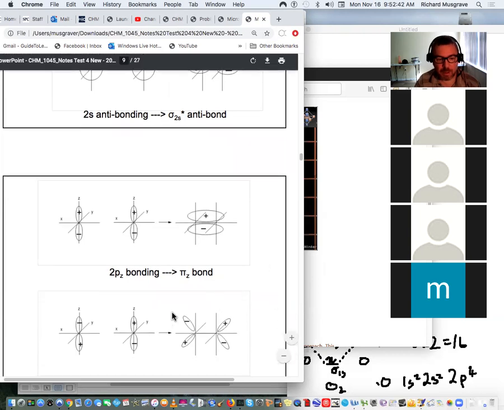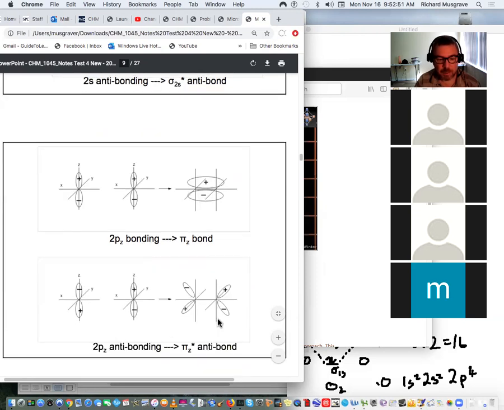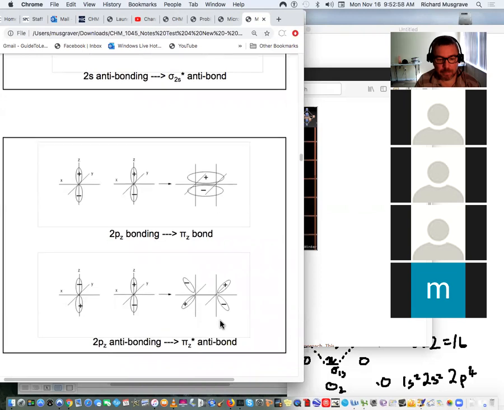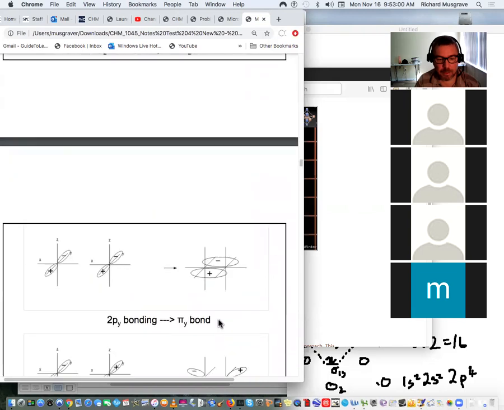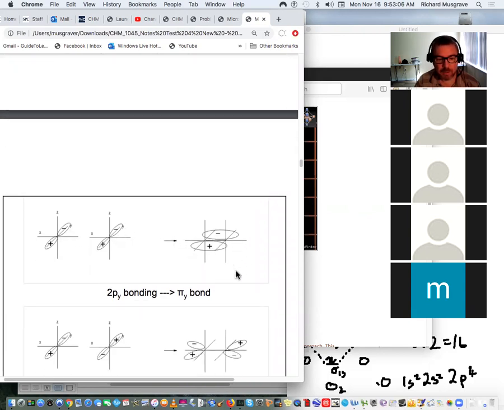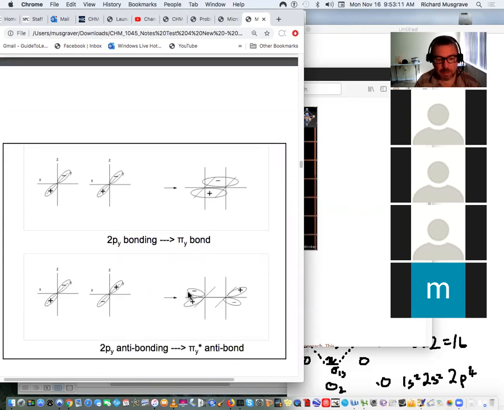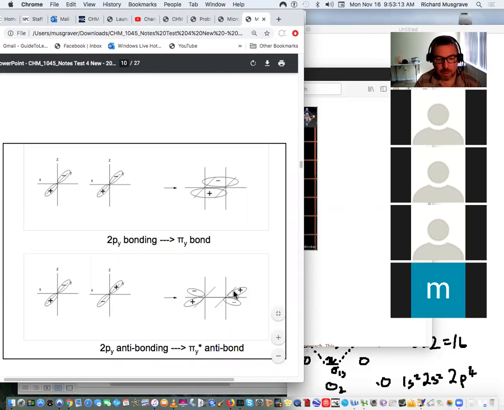So that's bonding. Now, if we flip it over and we do minus here and plus here, now we've got the opposite phases and they're not going to bond. This is going to be antibonding. This is what the antibonding looks like. So it's the complete opposite. This is along the y-axis, and we see the same deal. This is a pi bond along the y-axis. That's a bonding situation. And then when we flip one of them over, that's the antibonding situation along the y-axis.